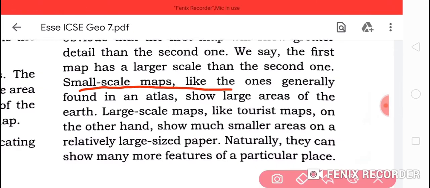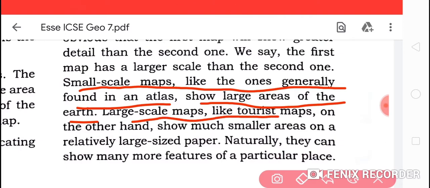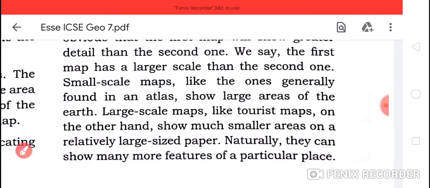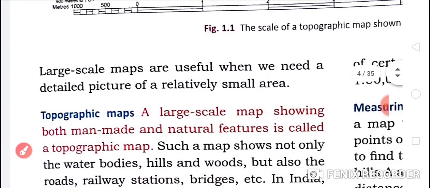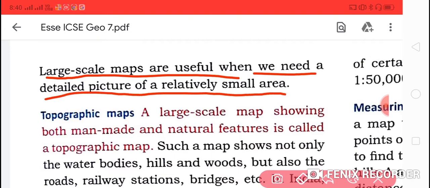Small scale maps, like the ones generally found in an atlas, show a large area of the earth. A large scale map, like a tourist map, on the other hand, shows a much smaller area on a relatively sized paper. Naturally, they can show more features of a particular place. Large scale maps are useful when we need a detailed picture of a small area. That means large scale maps are useful when we need a detailed structure of a relatively small area.